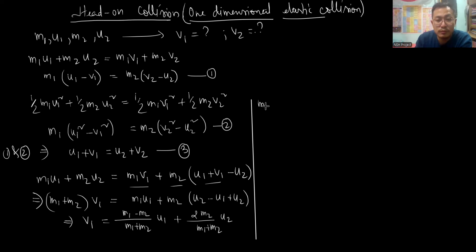m1 u1 plus m2 u2 equals m1 v1 plus m2 v2. Substituting v1 as u2 plus v2 minus u1, we get m1 u2 plus m1 v2 minus m1 u1 plus m2 v2.